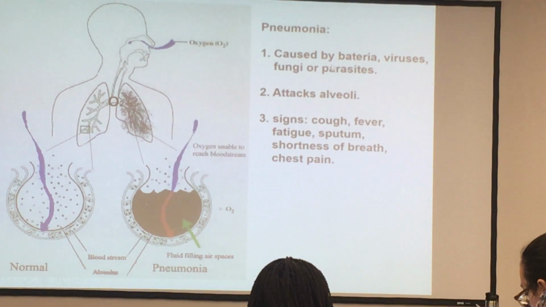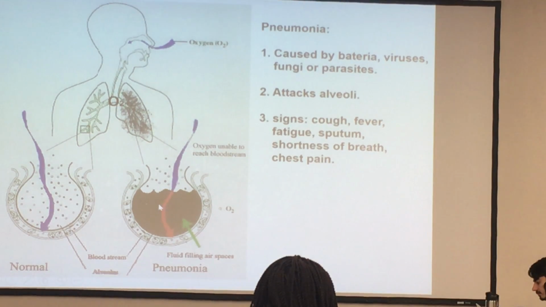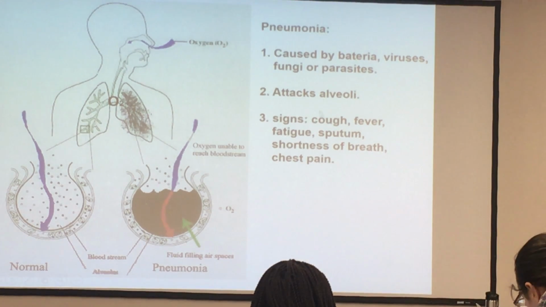Pneumonia can be caused by bacteria, virus, fungi, parasite, or any kind of pathogen, and it accumulates fluid. The black color here means water, so it reduces the space for gas exchange. It mainly attacks the alveoli, and the person mainly has cough, fever, sputum, a lot of mucus. The most serious symptoms are shortness of breath, just cannot get enough air, and chest pain.